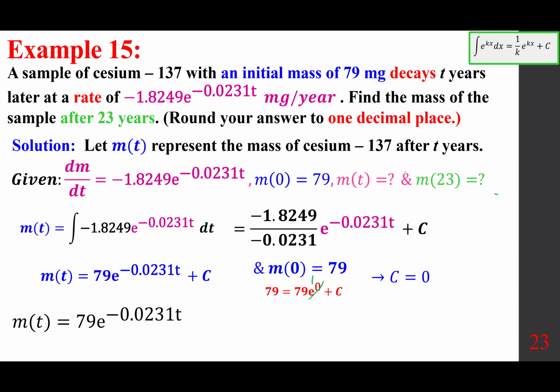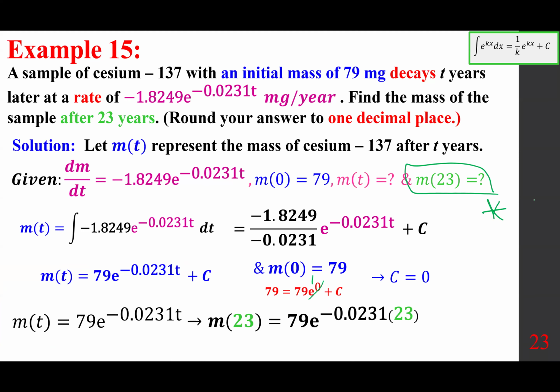Now what? Plug in 23, put it into a calculator, write it with a bunch of decimals. Then we want 1 decimal. The 4 next to this 3 doesn't change it. So 46.4. What are the units? Milligrams. So pretty straightforward.